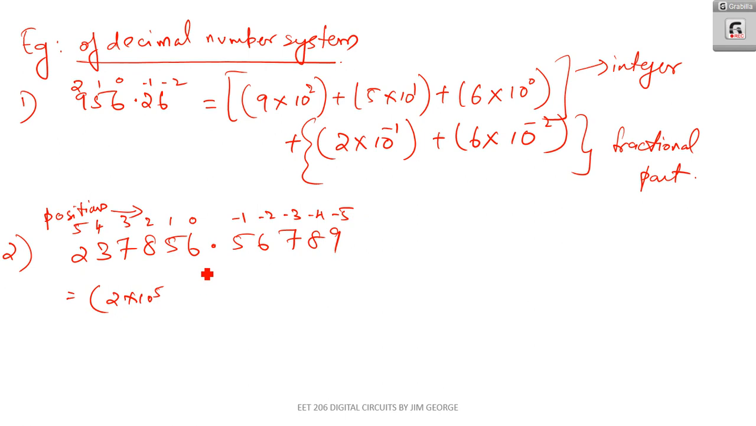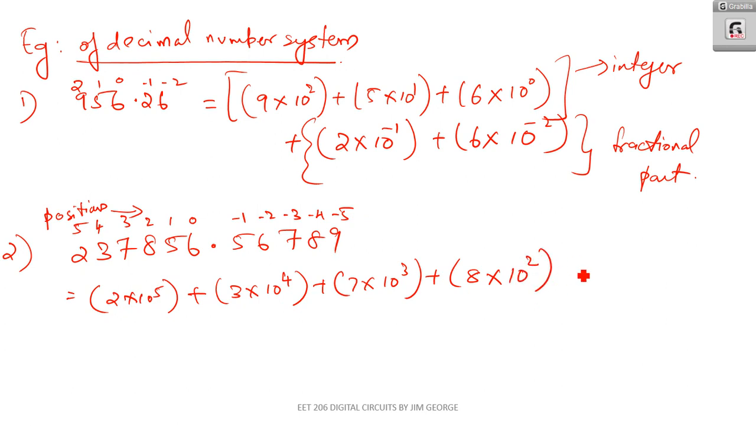Okay. 2 into 10 power 5 plus 3 into 10 power 4 plus 7 into 10 power 3 plus 8 into 10 raised to 2 plus 5 into 10 raised to 1 plus 6 into 10 raised to 0. Okay. This much gives the integer part.